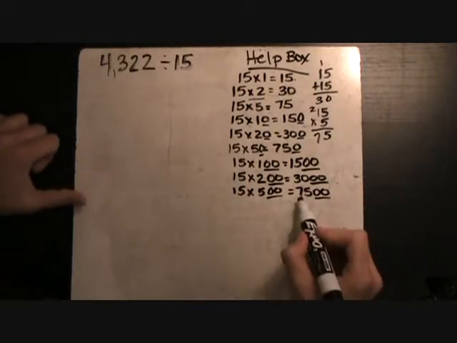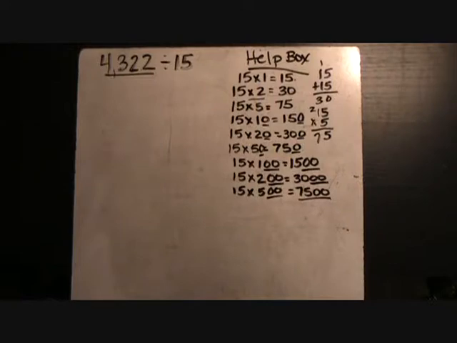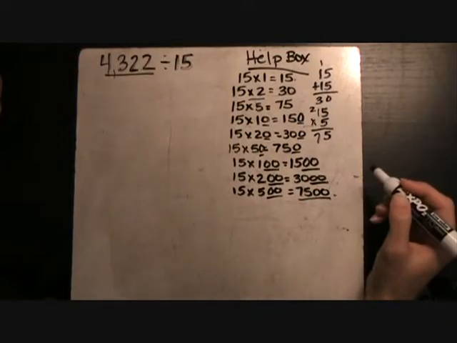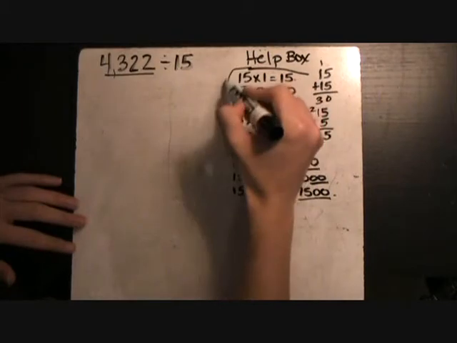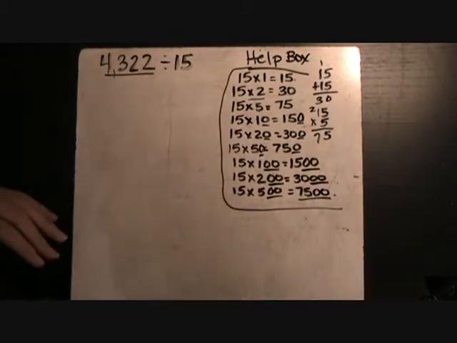Now notice 7,500 is more than what my dividend is, 4,322. So as soon as you get a number or a product answer that is larger than your dividend, then you can stop. So now I have finished or completed my help box. So it's time to begin.